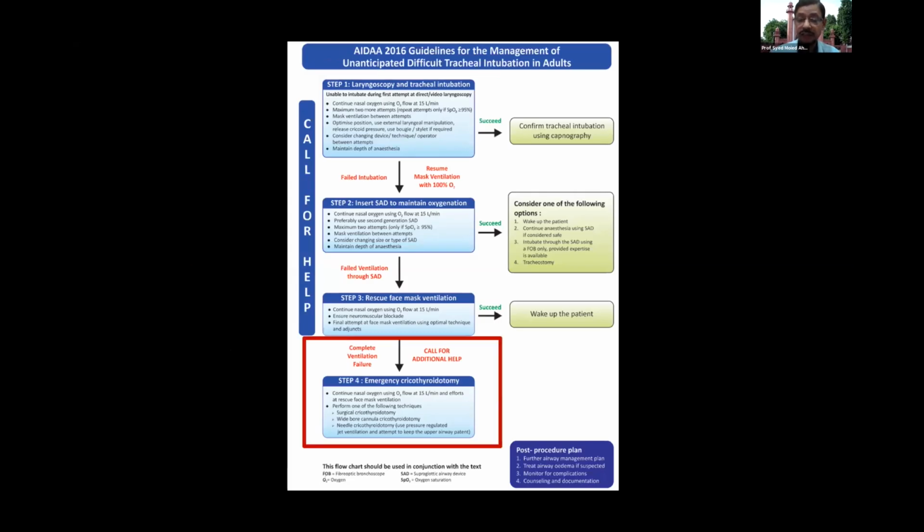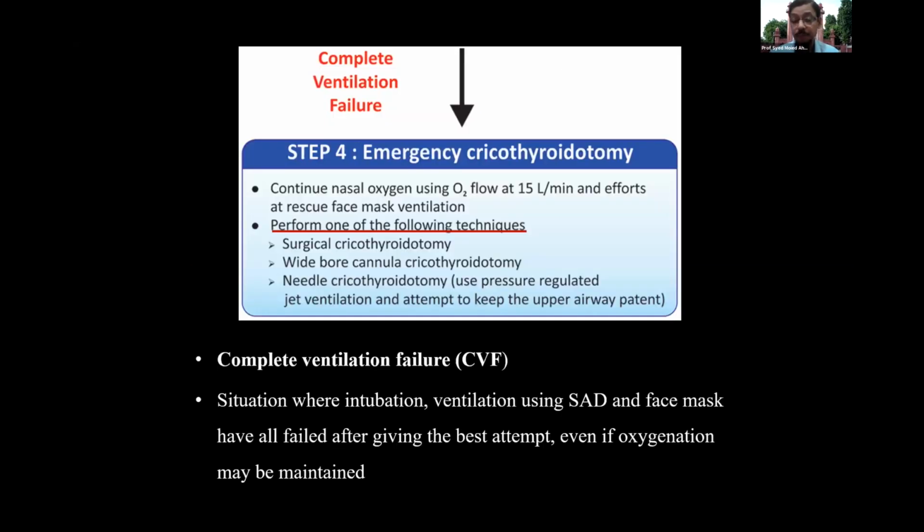Now, what do we mean by complete ventilation failure? This is a situation where intubation, ventilation with a supraglottic airway device, and face mask ventilation have all failed after giving the best attempt, even if oxygenation may be maintained. This is a term which has been coined by the DAS, and we recommend that this is the trigger for the emergency cricothyroidotomy, that is step 4. During this process, you need to oxygenate the patient with 15 liters of oxygen, and your effort of mask ventilation should continue, and perform these rescue methods, or emergency cricothyroidotomy.